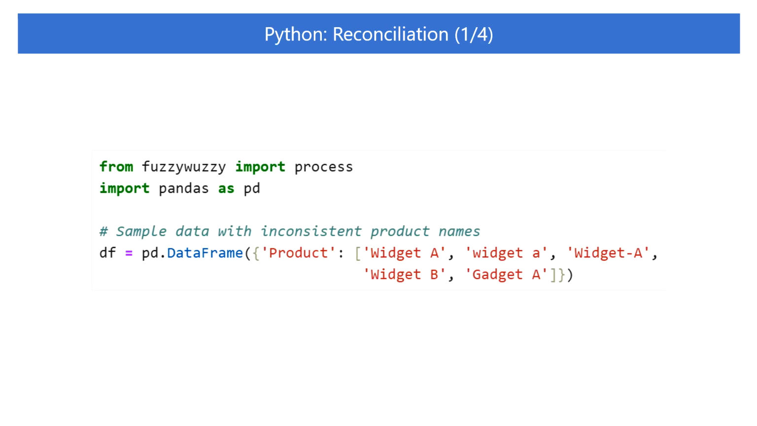Let's see how to implement reconciliation by Python. First, import process from fuzzywuzzy and pandas. Then, create a simple dataset. It consists of only one variable, product, which consists of 5 unique categories, but 3 of which seem to be the same, Widget A.